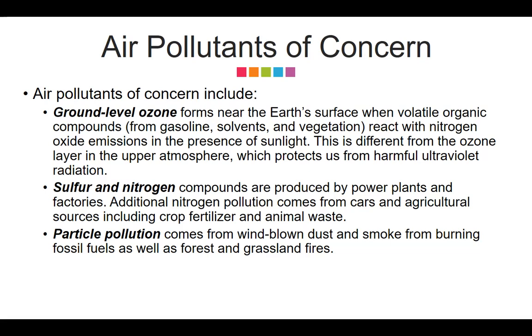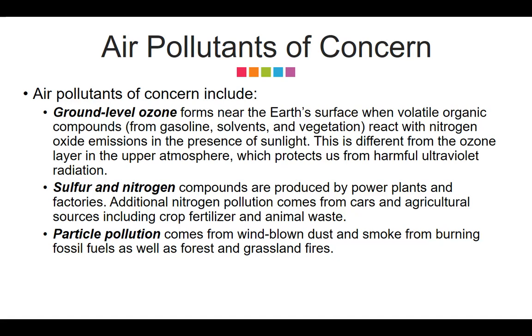Sulfur and nitrogen. Remember that most of our atmosphere is made up of nitrogen. So sulfur and nitrogen compounds of particular types, especially sulfur dioxide and nitrogen oxide and nitrogen dioxide, are produced by power plants and factories. Additional nitrogen pollution can come from cars and agricultural sources, including crop fertilizer and animal wastes.